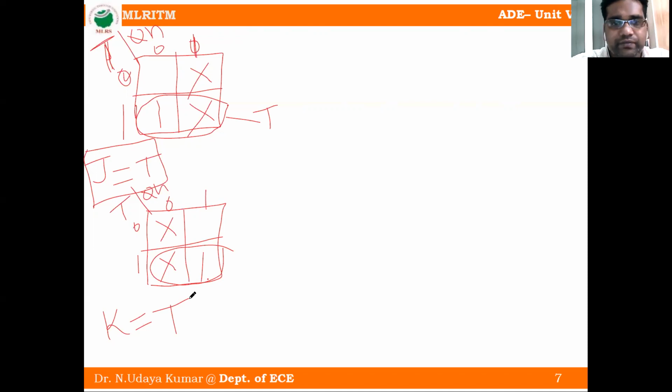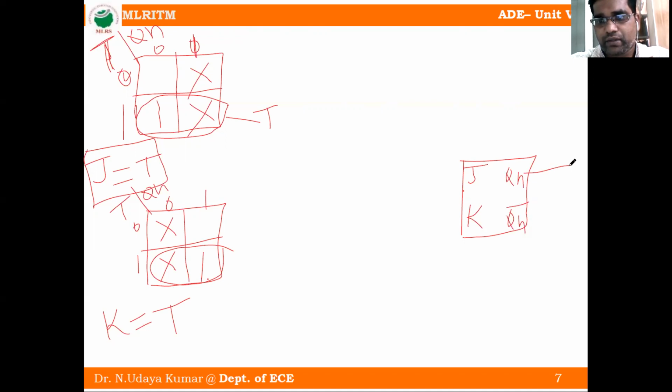So we have the JK flip-flop. The JK flip-flop is like this: J, K, Qn, Qn bar. Okay. So this is the JK flip-flop. We have the availability of the JK flip-flop. Now we will make it a T flip-flop. We will convert the JK flip-flop into a T flip-flop with some modification here. Here J is equal to T.